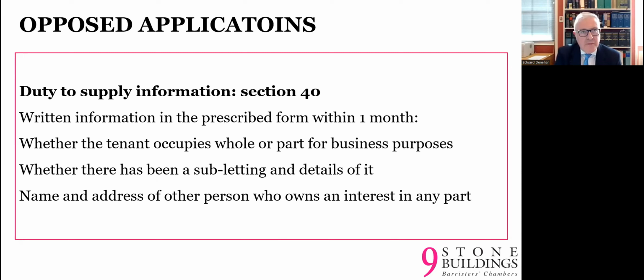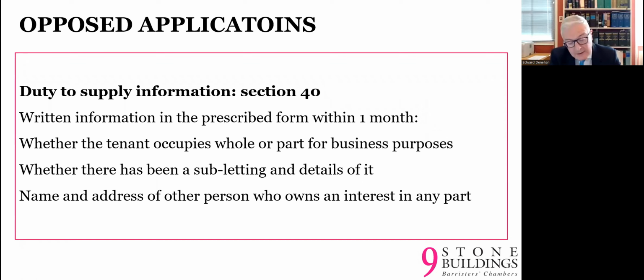I explain in the note more fully what the prescribed form of notice must contain, but essentially it's two sets of information that the landlord can request under Section 40. The first is concerning the tenant's own occupation. It wants to know if the tenant is in occupation of the demised premises or some part of it for the purposes of a business carried on by it.